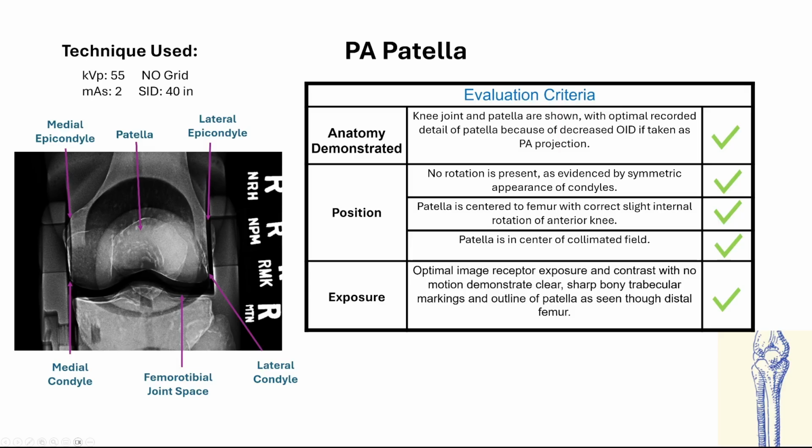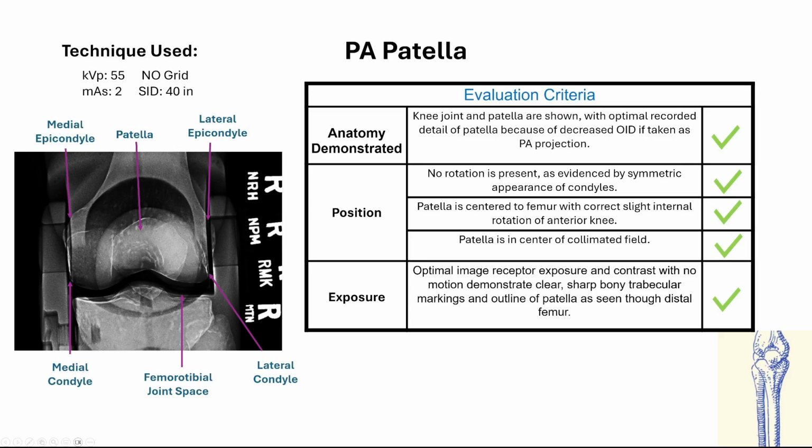As you can see here on the left, the patella is at the center of our image. According to the exposure factors needed, optimal image receptor exposure and contrast with no motion demonstrates clear, sharp bony trabecular markings and outline of the patella as seen through the distal femur, which is met in our image. And then some other anatomy demonstrated on our image here. In the center and the distal aspect of the patella, we do have the femoral patellar joint space.